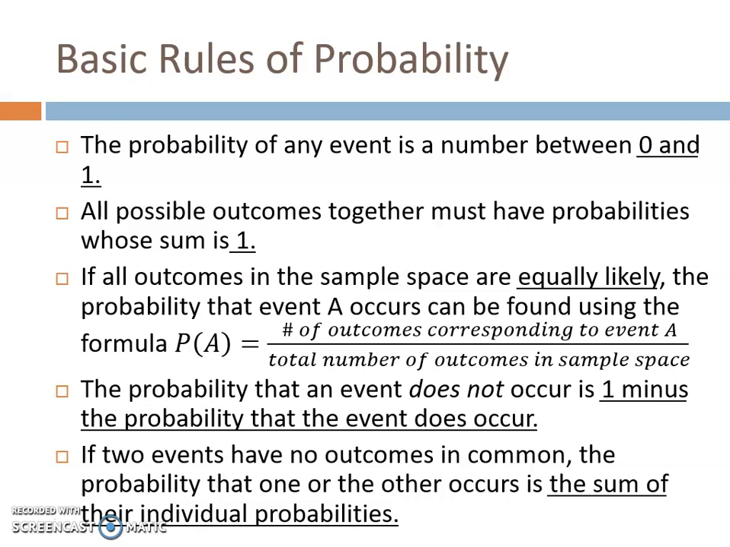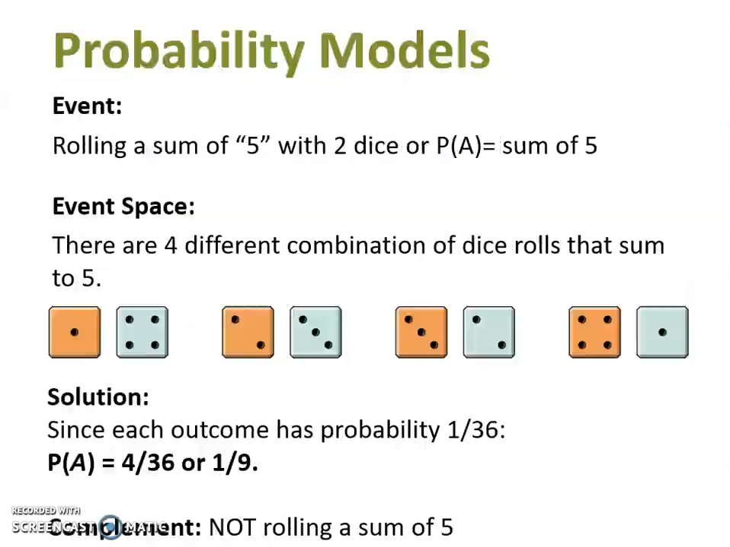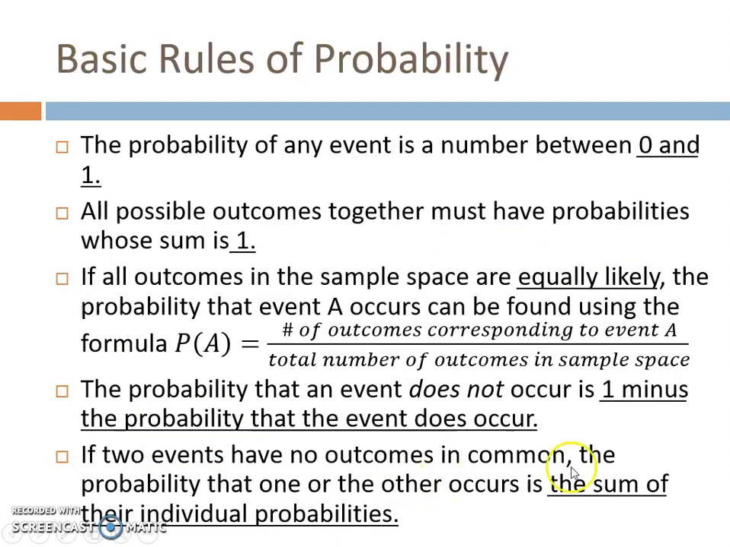Now, this is important. If all outcomes in the sample space are equally likely, the probability that an event A occurs can be found using this formula. In the numerator is the number of outcomes corresponding to that event, and in the denominator is the total number of outcomes in the sample space. So we saw that in our last example, there were 4 ways to get the sum of 5 out of all 36 options, so that's why we got a probability of 4 out of 36.